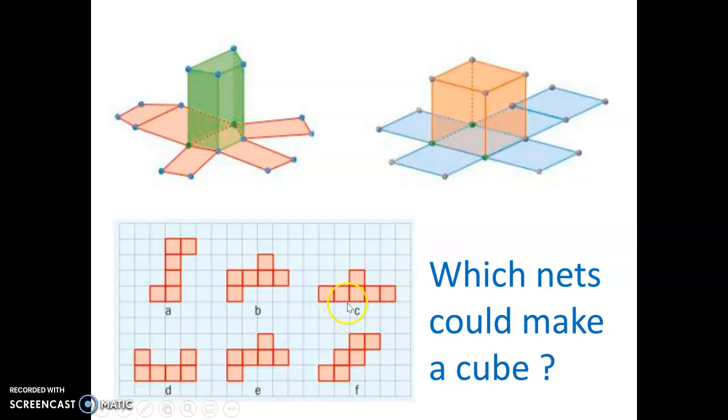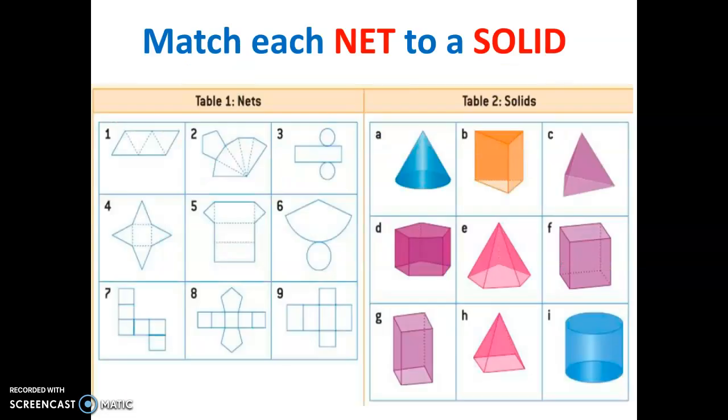So which of these nets here, if you look at them, could you fold and create a cube? All right, I hope that went all right. Sometimes it's tough to visualize, but that's a big part of working with volume and 3D solids, is being able to visualize things in 3 dimensions.